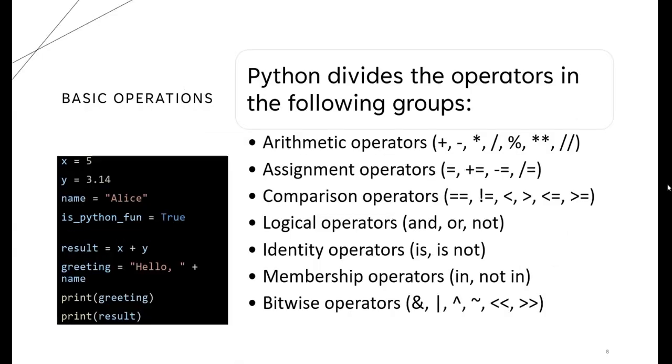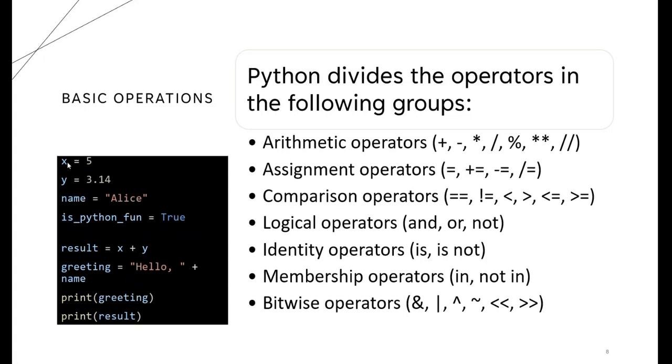In Python, unlike other languages, we have these basic operators: arithmetic operators, assignment operators, comparison operators, logical operators, identity operators, membership operators, and bitwise operators. In Python, we are going to see this special operator, that is in and not in. We are going to cover it in a further session.